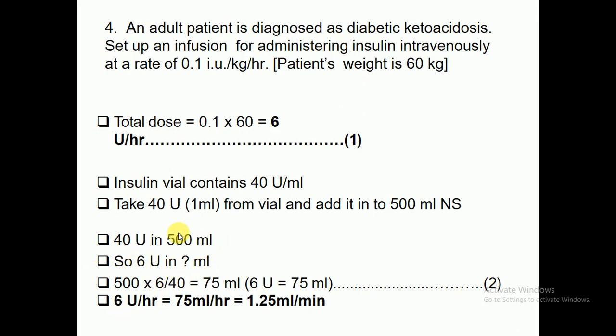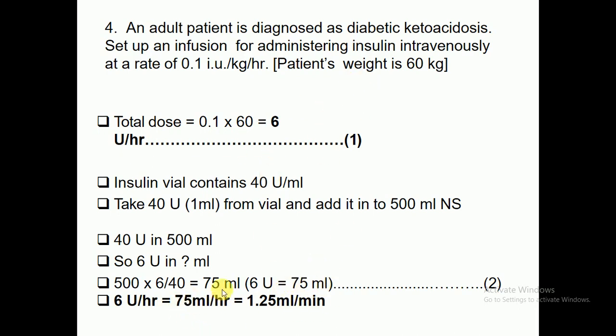It will be cross multiplied with 500. So 500 multiplied by 6, cross multiplication is done here, and after that it is divided by 40, so it becomes 75 ml. So what does it mean? For 40 units we have diluted in 500 ml, so in this case 6 units will be diluted in 75 ml. This will be equation 2. I will mark it here. Now let's see: 6 units per hour is equal to how many ml? 75 ml, which can be calculated from this equation.